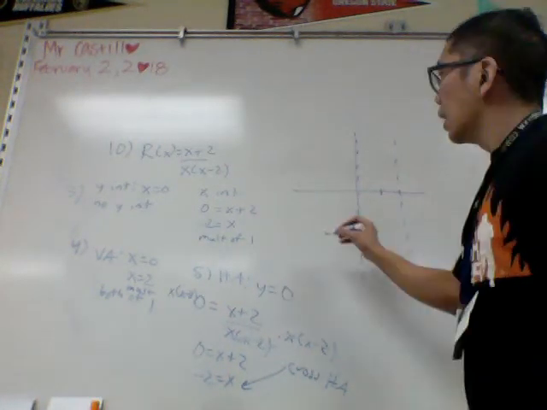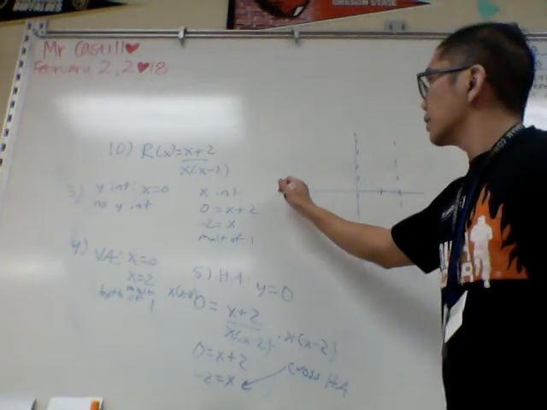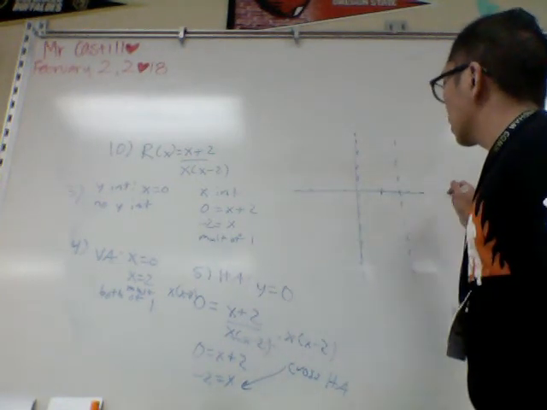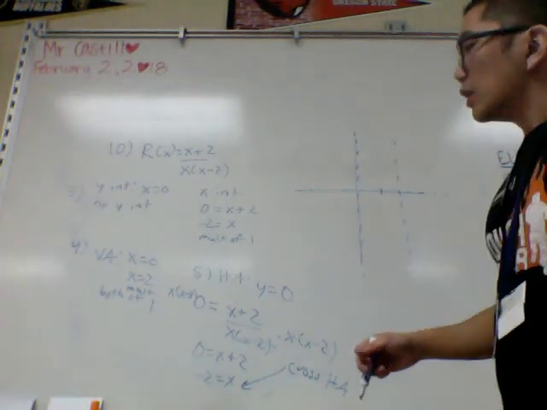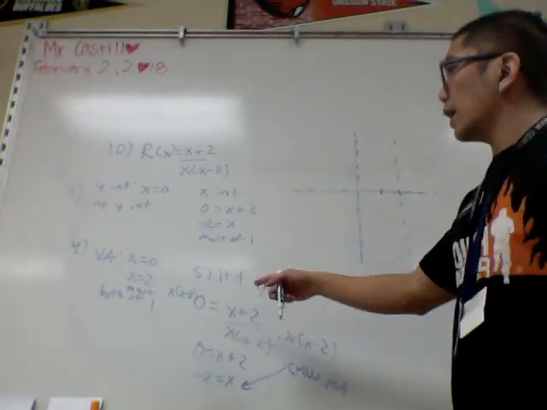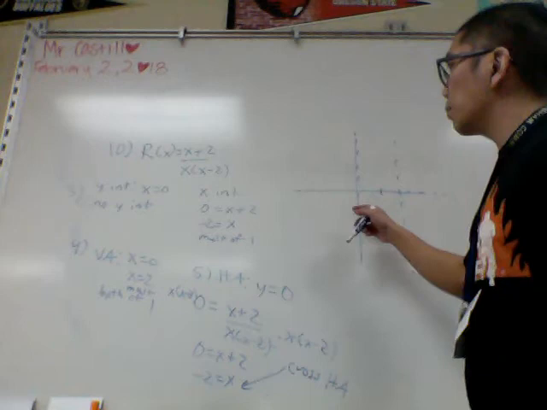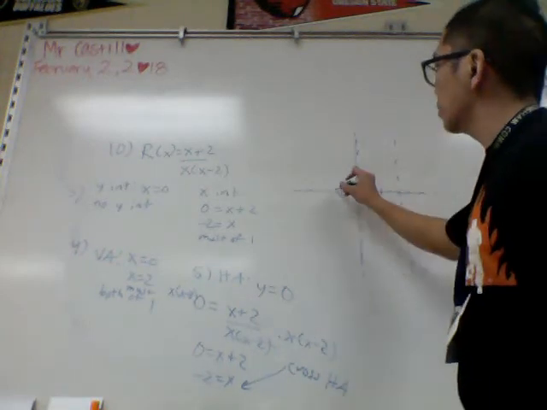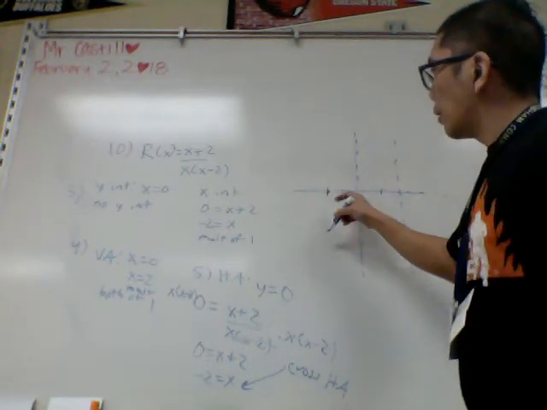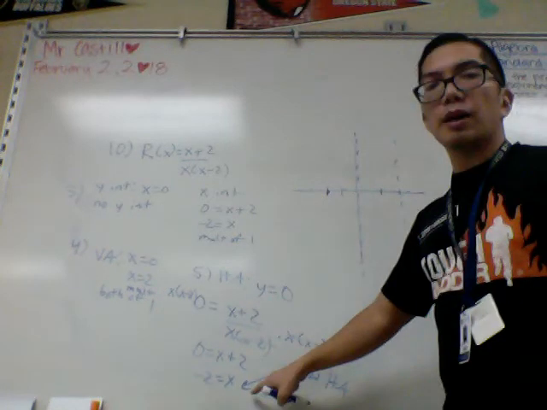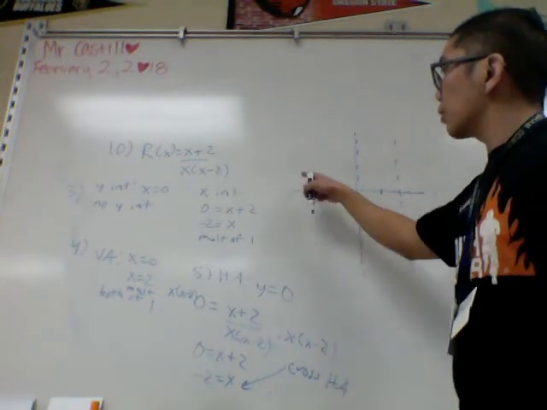Okay. I know I have a horizontal asymptote at 0. So the next thing to do, and I know I have no y-intercept, but I have an x-intercept at negative 2. And remember, I also cross my horizontal axis at negative 2. So it's going to cross here.